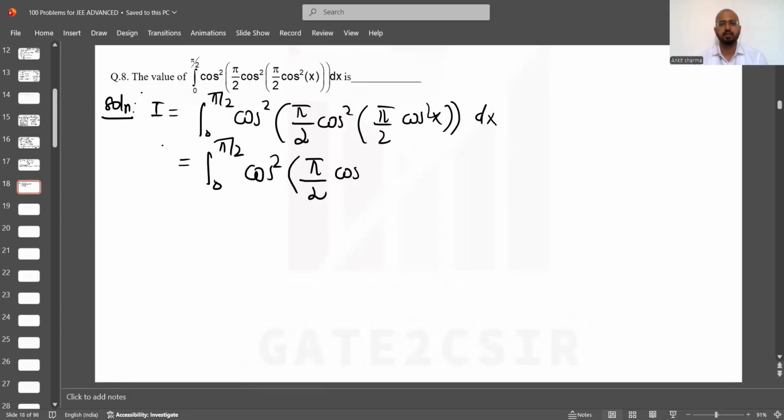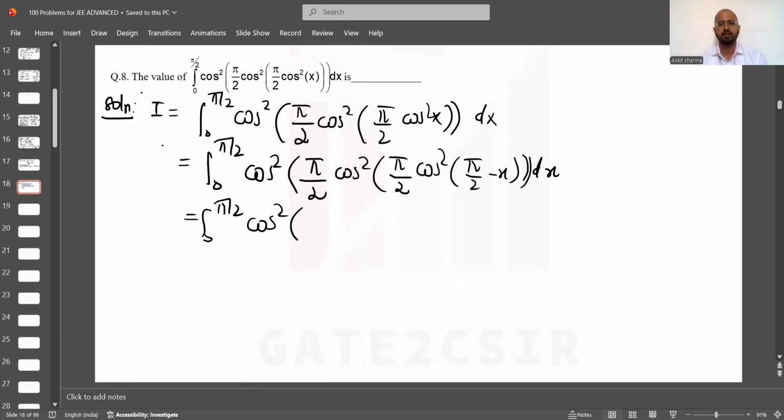So pi by 2, and then cos square of this will be pi by 2. This will be cos square of pi by 2 minus x. I'll be using this property. So this would give me integral 0 to pi by 2, and then simply cos square of this is pi by 2 here, and then cos square of this will be pi by 2. Cos square of 90 minus x can be written as sine square x, and then dx.